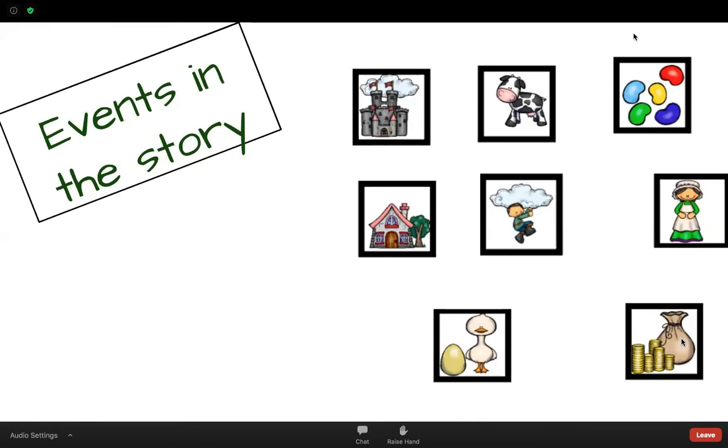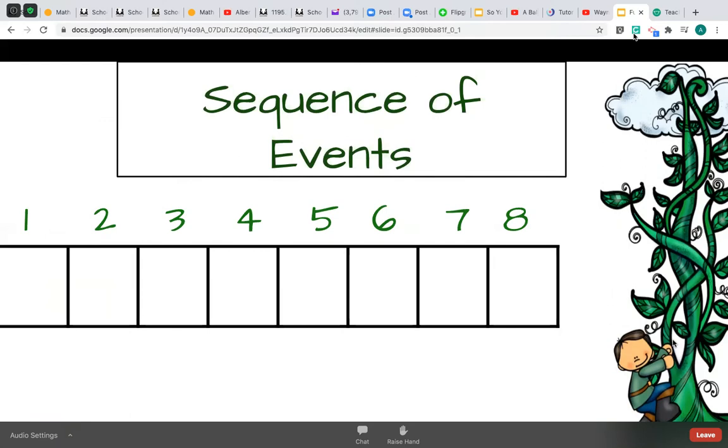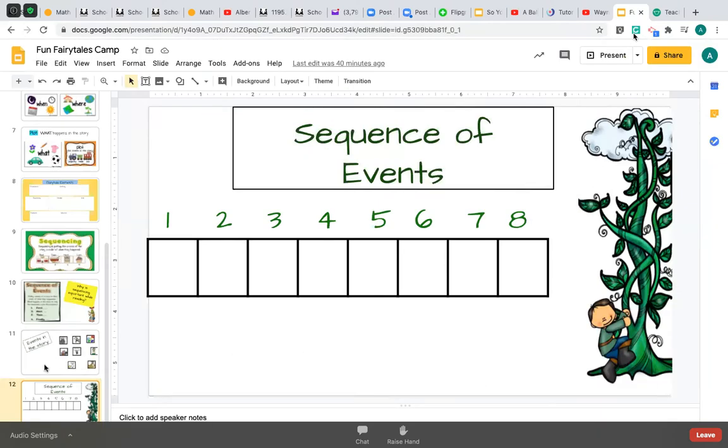You're right, they didn't have food in the beginning, which is why the mom said to sell the cow. So at the end, should I go ahead and start by putting this one at the end? Should I start there? Yeah, okay, let's do that.